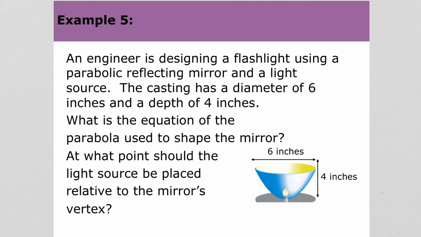One more example, and this is example 6, not example 5, if it matters. It says an engineer is designing a flashlight using a parabolic reflecting mirror and a light source. So it's kind of like a shade of sorts with a light inside. The casting has a diameter of 6 inches. So 6 inches along the top. And a depth of 4 inches. So kind of like a lampshade with a diameter of 6 inches and a height or depth of 4 inches. What is the equation of the parabola used to shape the mirror for this flashlight? At what point should the light source be placed relative to the mirror's vertex?